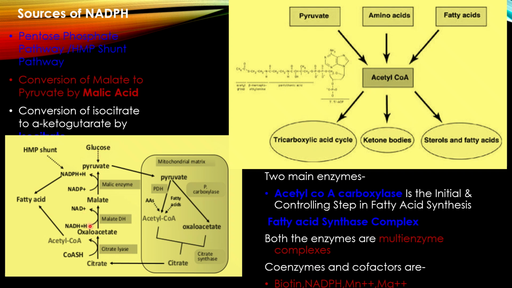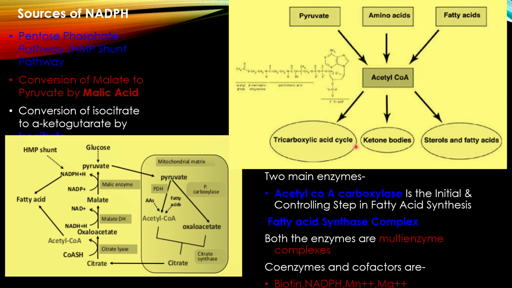We can see here the synthesis of NADPH. With the help of malic enzyme, malate is converted to pyruvate in the cytosol, and there is production of NADPH. So that is one important source. Second, and the most important source, is the HMP shunt. The HMP shunt is the major source for synthesis of NADPH and pentose sugars. These NADPH are required for fatty acid synthesis.